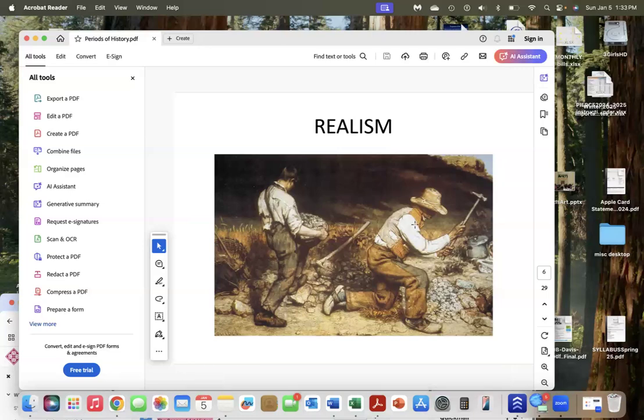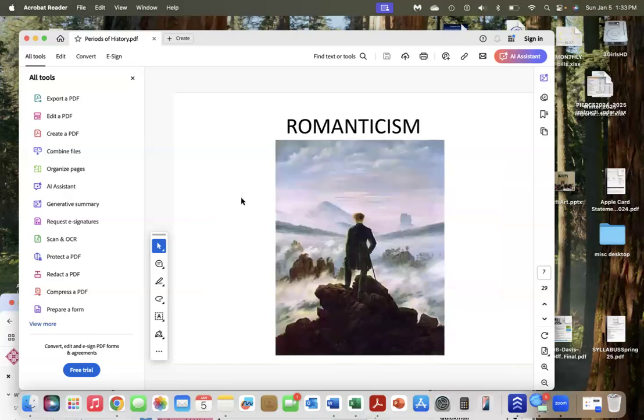So, and notice the universality of this. You don't see the faces. It wasn't considered important. What they wanted to show was the subject matter here, is poverty.